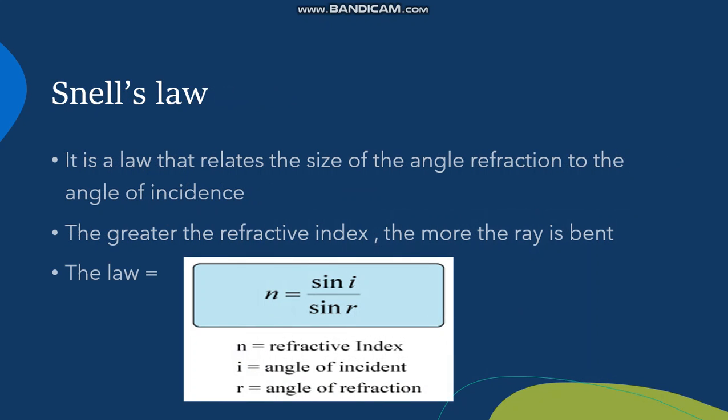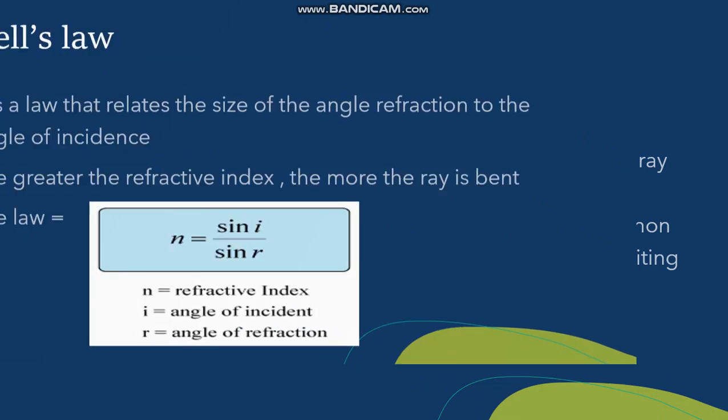Snell's law is a law that relates the size of the angle of refraction to the angle of incidence. The greater the refractive index is, the more the ray is bent. So the law is: the refractive index is equal to sin i, the sine of the angle of incidence, over sin r, the sine of the angle of refraction.